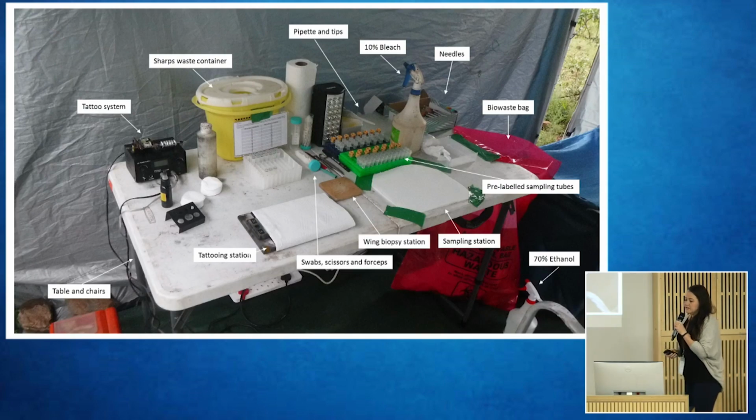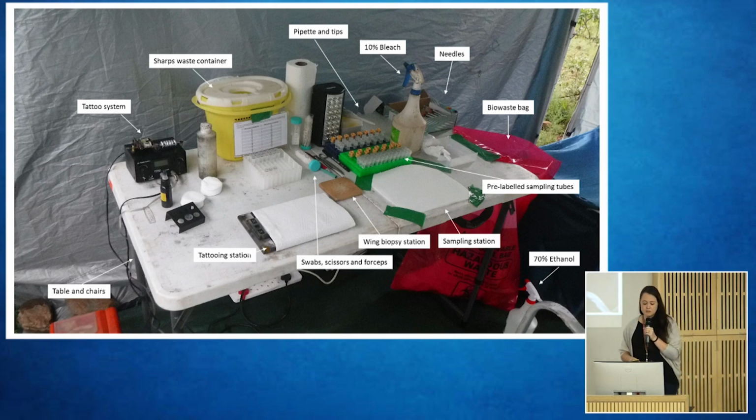Okay, so I just included this to show you a general setup of how it will look when we go out into the field to do our sampling. On the left here, we would have the tattoo station, as Lau explained in the previous presentation, and how we do that and everything that we need for that. And next to it would be our sampling station.